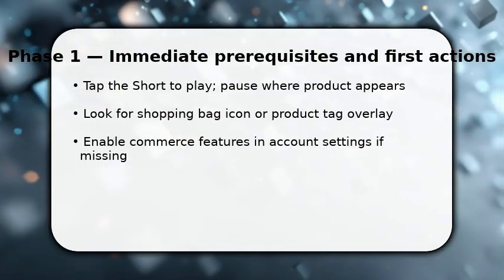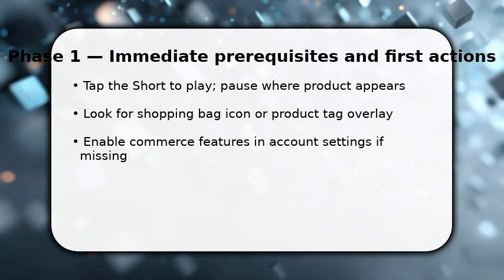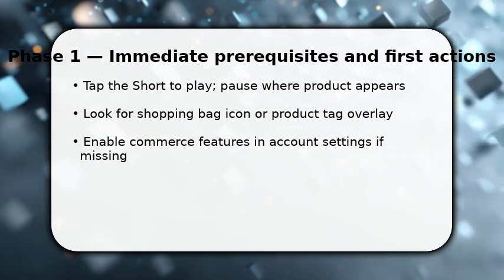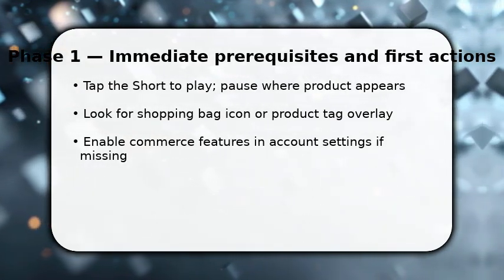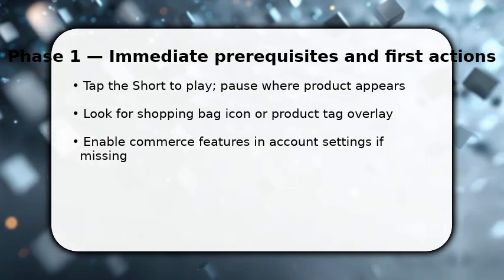You start by opening the short that features a product. Pause it where the item is visible. Tap the shopping bag icon or product tag overlay. This opens the product layer.